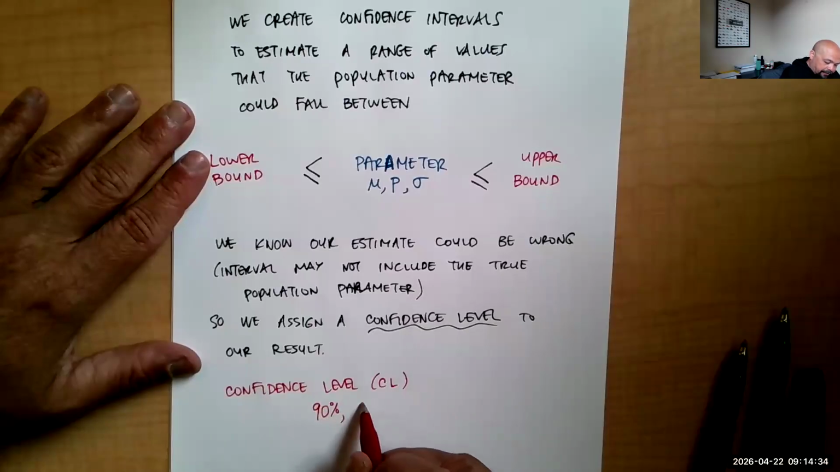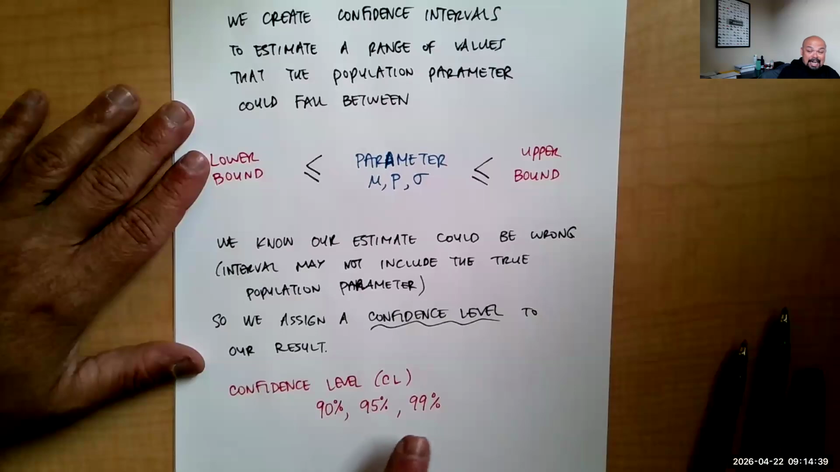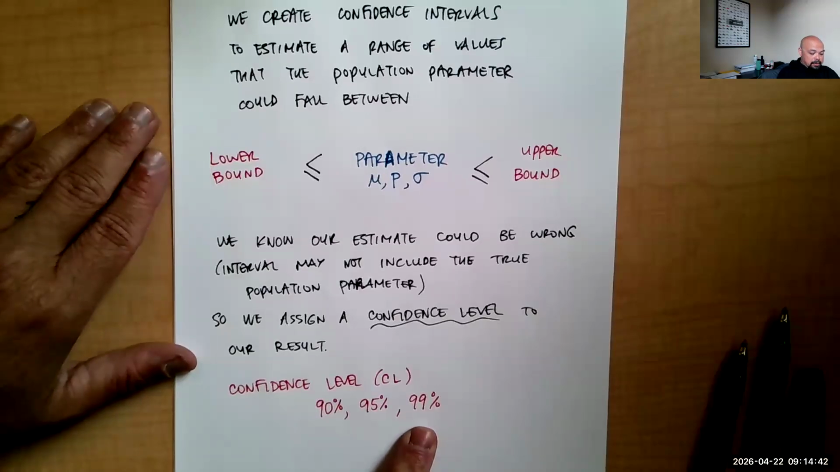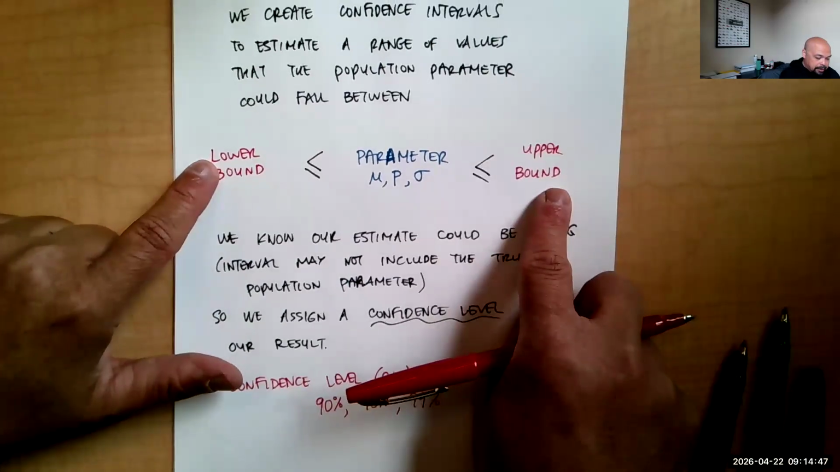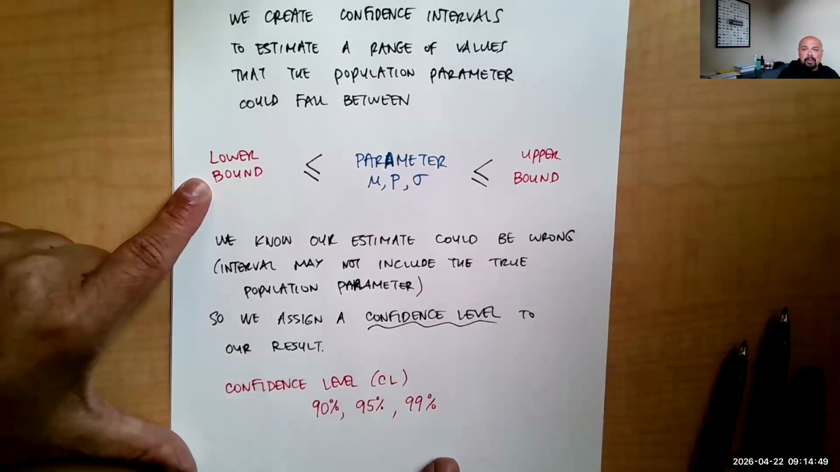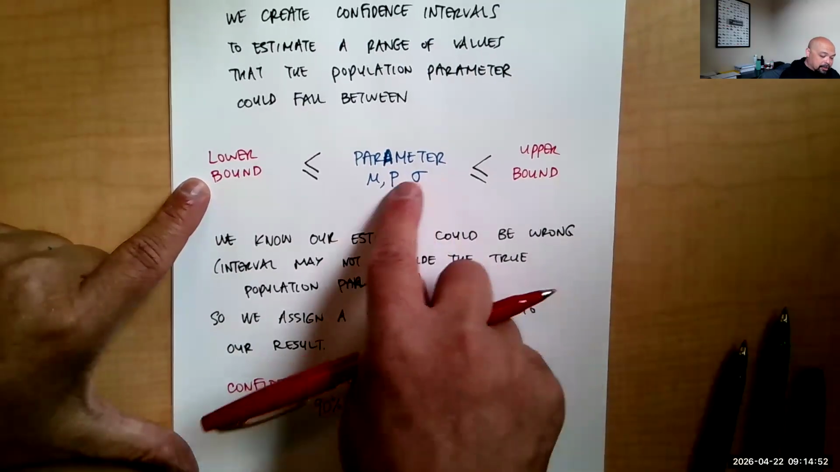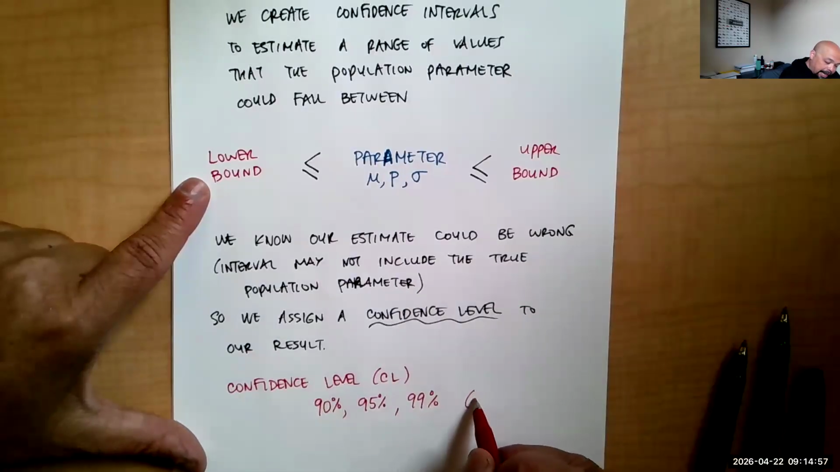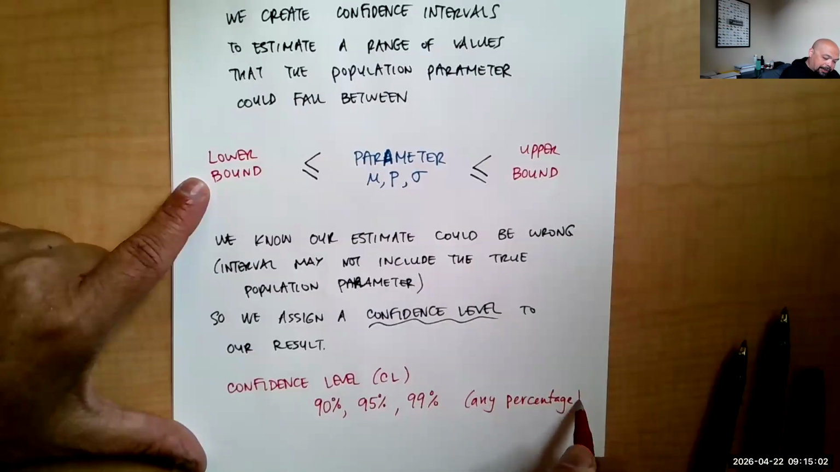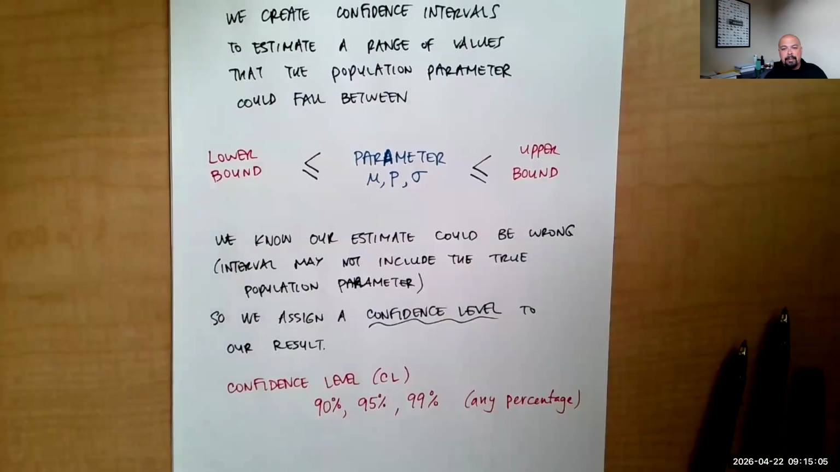90%, 95%, 99%, right? Basically, we're going to be 99% sure, confident that in this interval that we create, that range of values, our parameter is in between those values, right? Or 90% sure, right? And really, it can be any percentage, but these are the three most common that we're going to see. But it could be 98%, 97%, 83%, whatever you like, okay? But again, those are the most common.